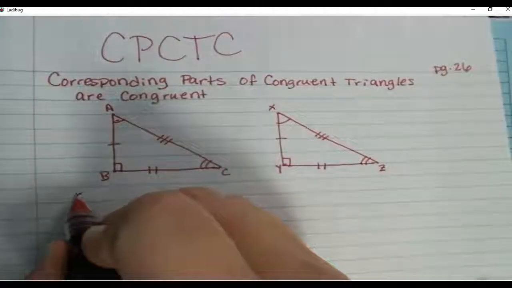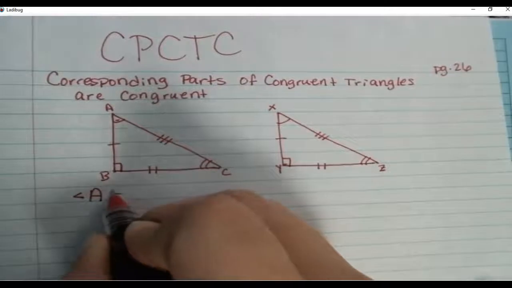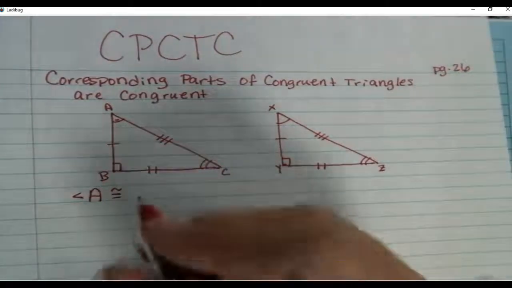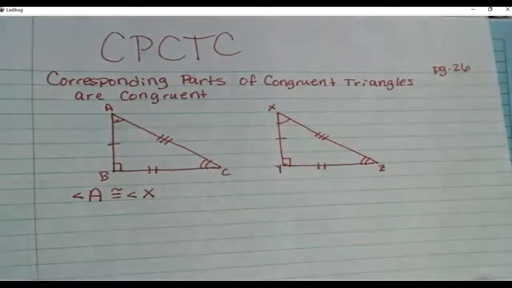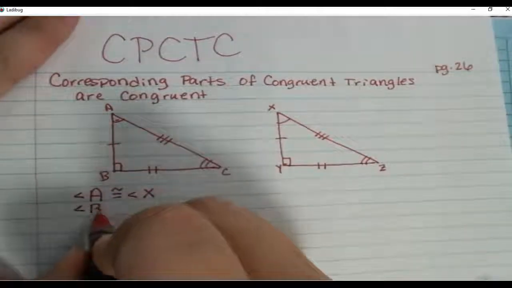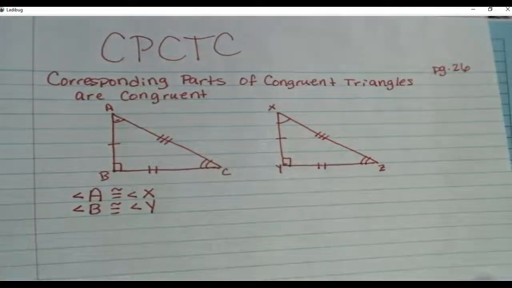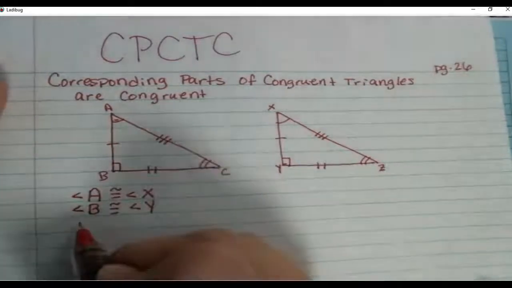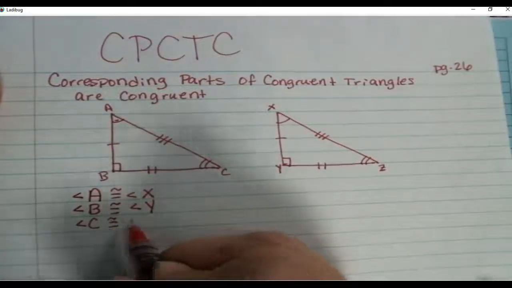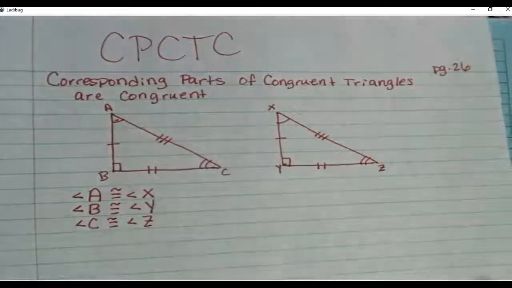So I know that angle A is congruent to angle X. Do I know that B and Y are congruent? Yeah, Y. Yeah, so they're both 90. Good. So we could say angle B is congruent to angle Y, and then our last one, angle C, is congruent to angle Z.